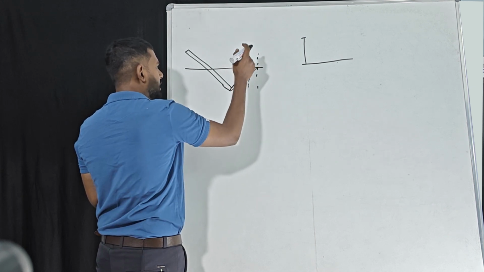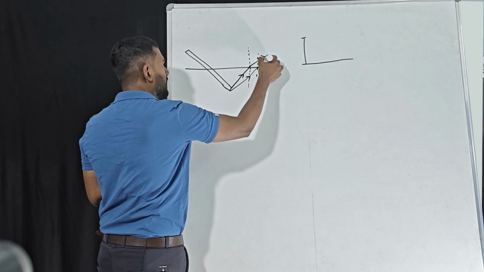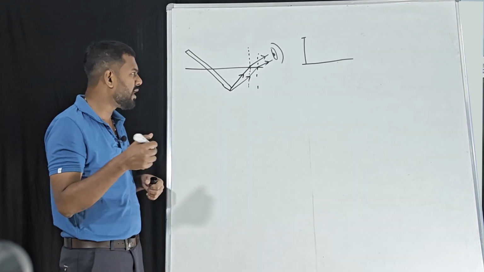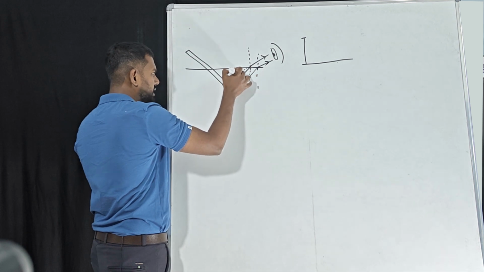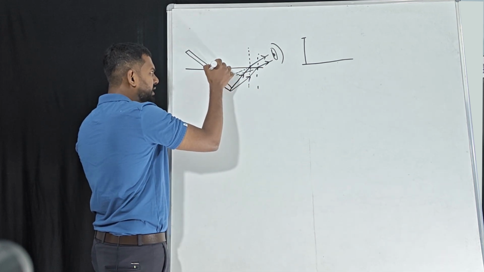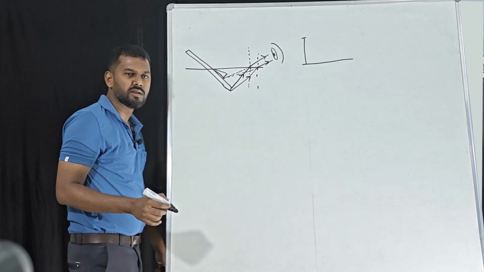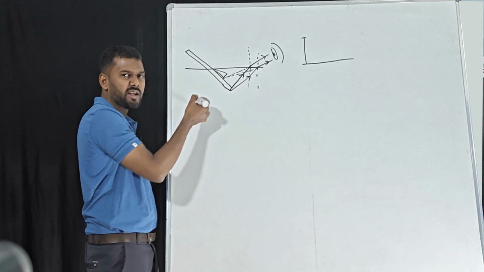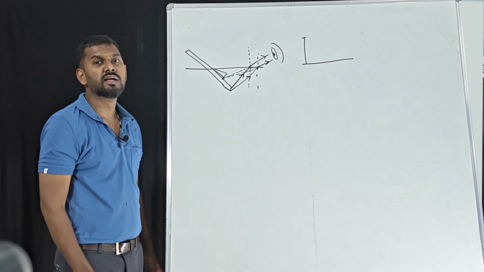From denser to rarer, they'll get refracted. They'll go away from the normal. So this is what we are going to see. Now, wherever these rays are refracted, if you extend that line, we see this stick is somewhere here. So if you extend those refracted rays, wherever the point is meeting, there we are going to see the stick.